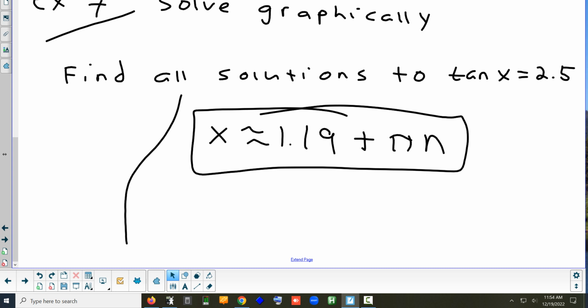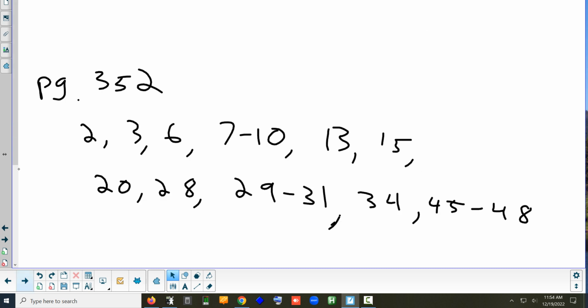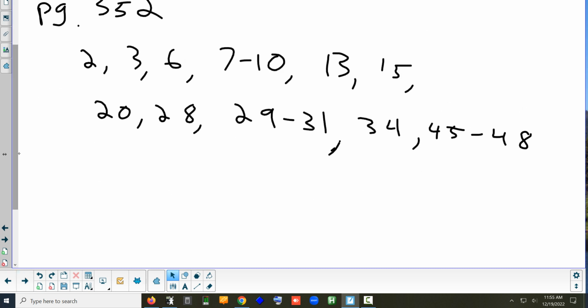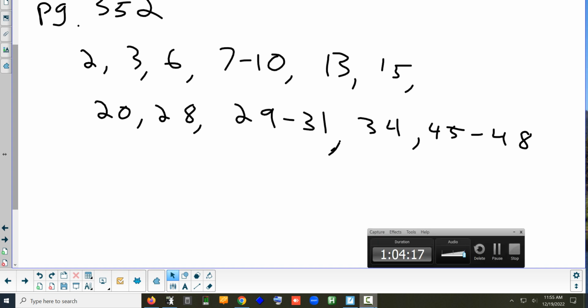Any questions on that? So that's the homework for tonight. Okay, on 352. I think overall this is probably the hardest section for this week. 6.5 I think you'll find a little easier, especially if you've done opposite adjacent hypotenuse before.